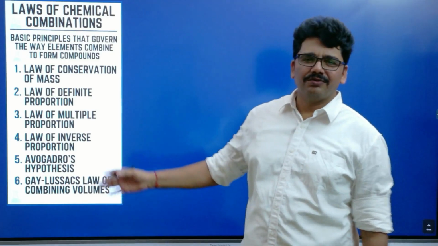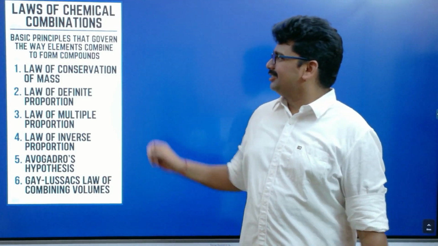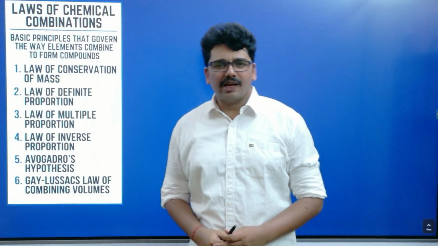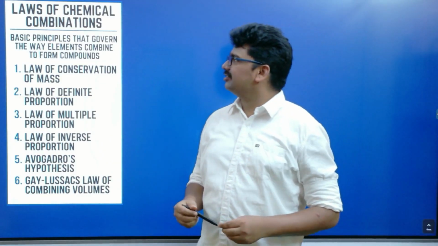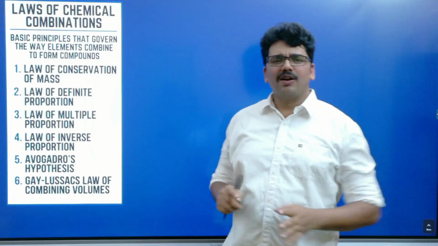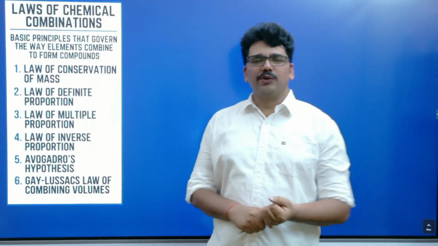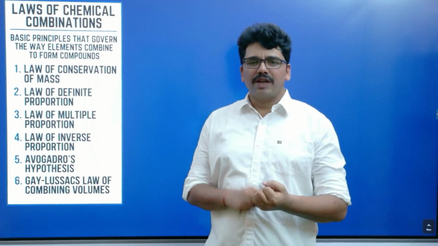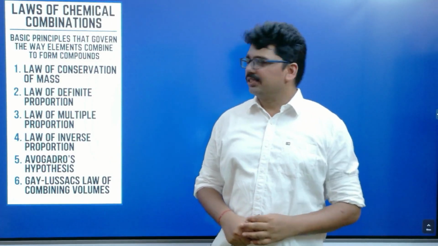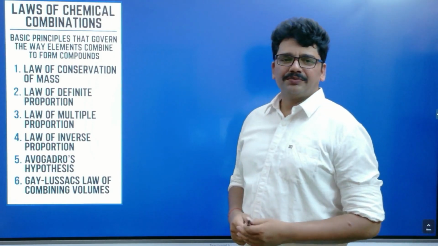Today our first topic is laws of chemical combinations, and this is a part of some basic concepts of chemistry. In some basic concepts of chemistry, the first topic is laws of chemical combination. So in this lecture, all laws of chemical combinations and their important MCQs, important questions we are going to discuss. For each and every law, we are going to discuss important questions. So anyway, here 6 laws are there.